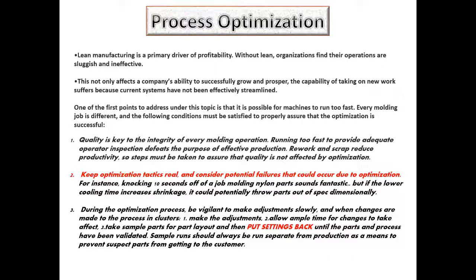Anytime that we make changes to the process in clusters, we want to make everybody aware that we're making the adjustments. We're going to allow ample time for changes to take effect. We're going to keep those parts separate from our production and treat it as a sample. The sample parts will then be provided to quality for part layout and inspection. And then we're going to put the settings back until the parts and process have been validated.